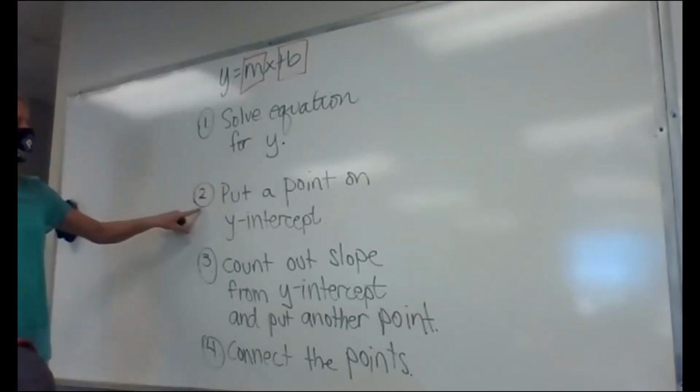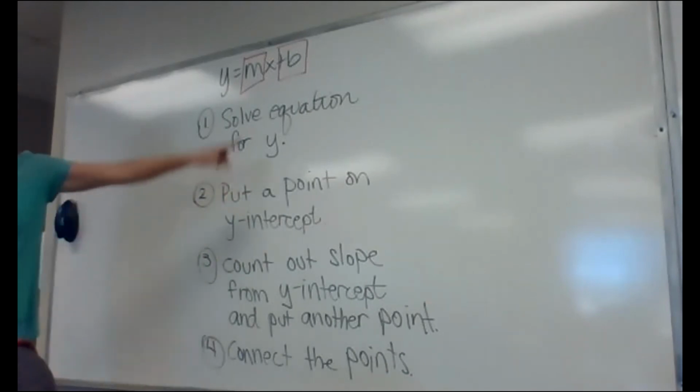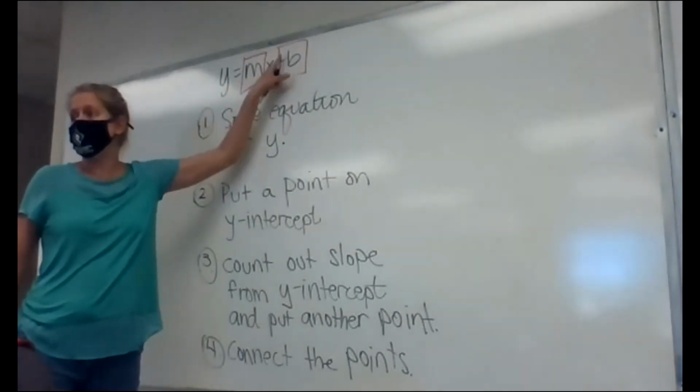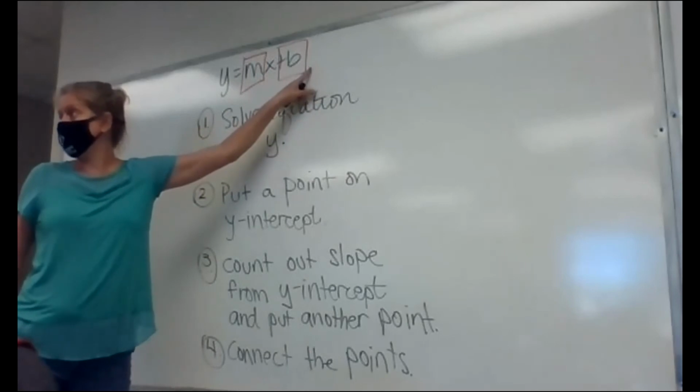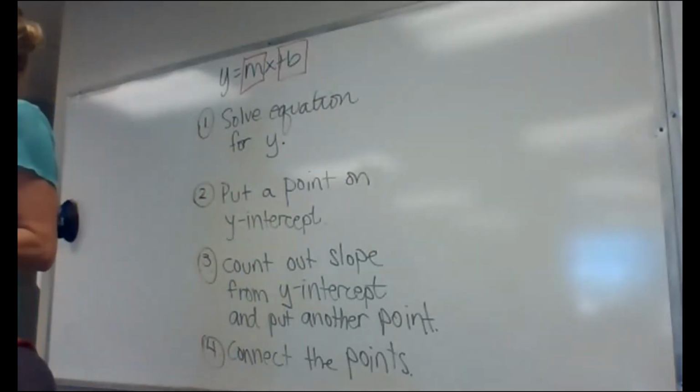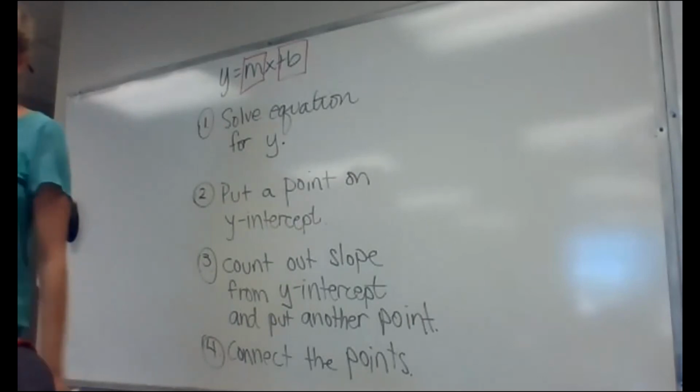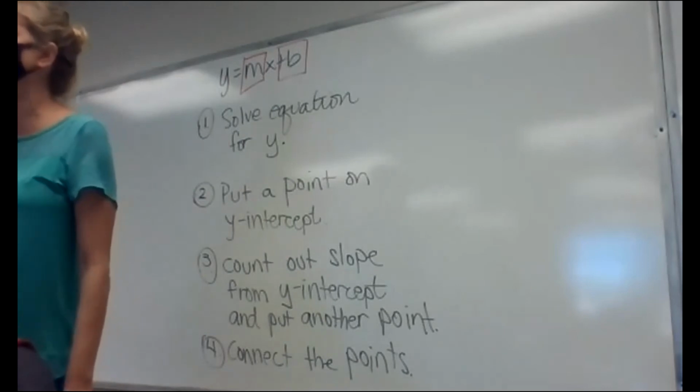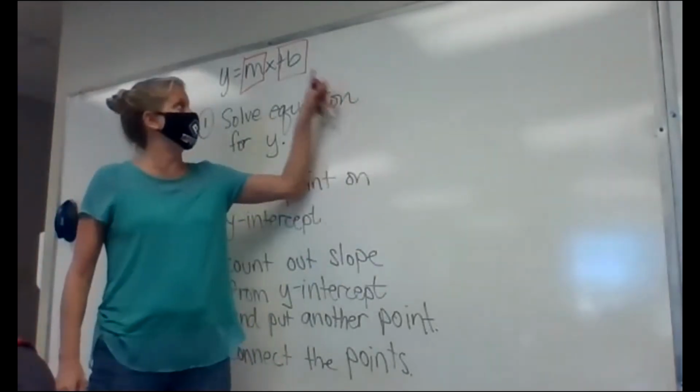The first thing you're going to do is put a point on the y-intercept. So whatever this number is right here, that's your y-intercept. What is the y-intercept? It's where the line crosses through the y-axis. So you're just going to go straight to the y-axis and put a point on whatever that number is in that spot.